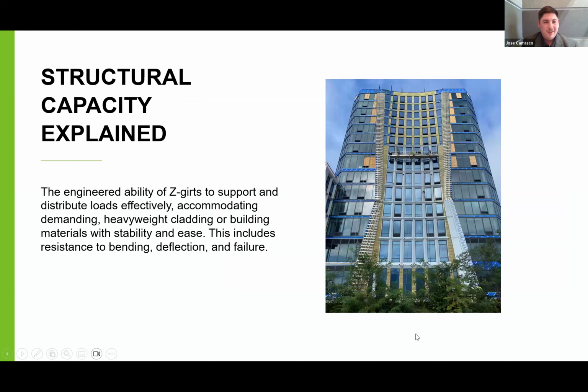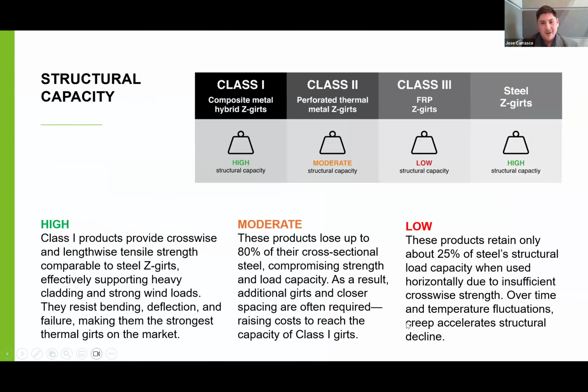So our first performance criteria is structural capacity. And again, here we're really talking about before anything is installed, how well is that Z-girt designed and engineered to support and distribute the loads effectively, ranging from heavyweight cladding to various other building materials. And when we look at our comparison of the different systems, you can start to see where the performance compromises drop off between our three classes here.